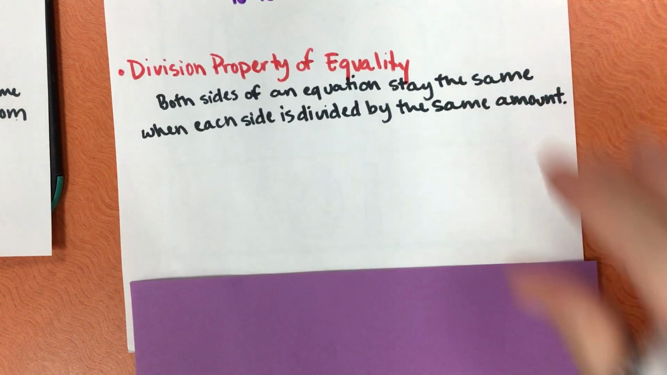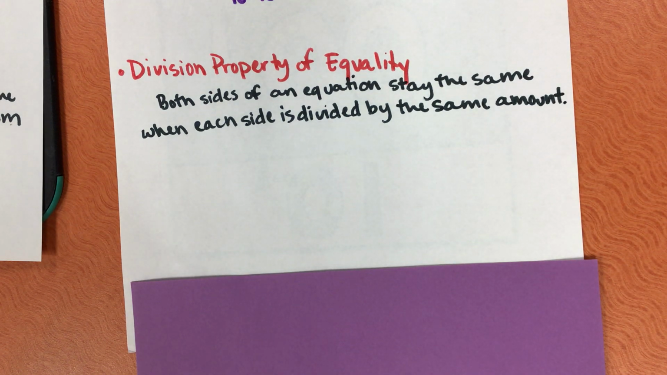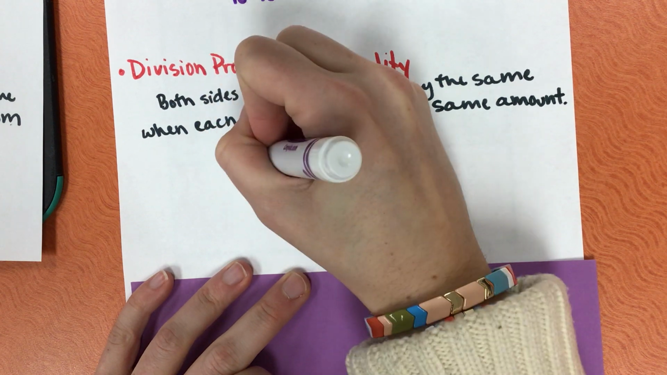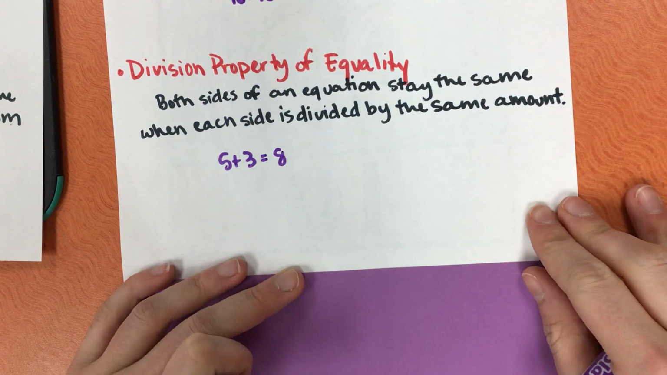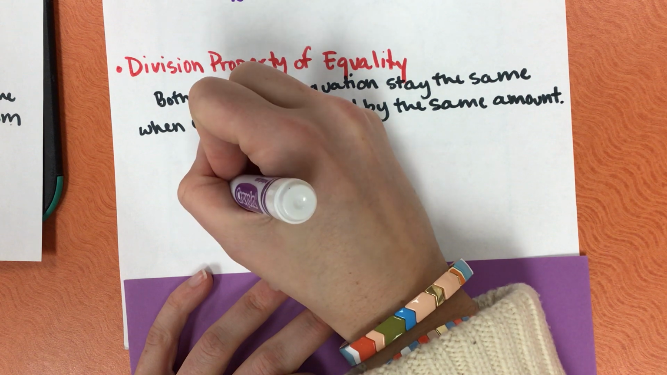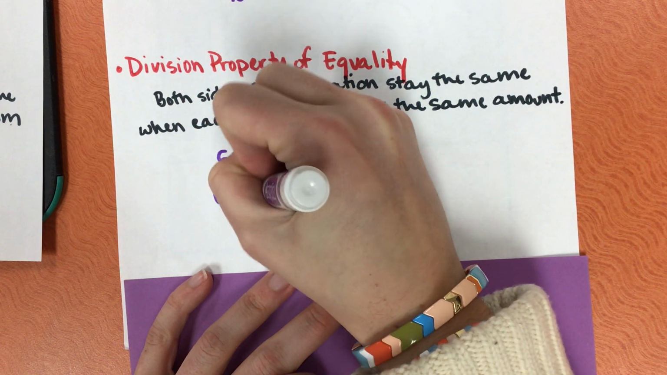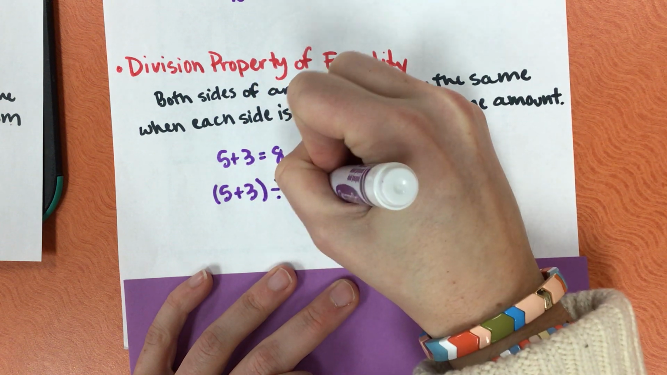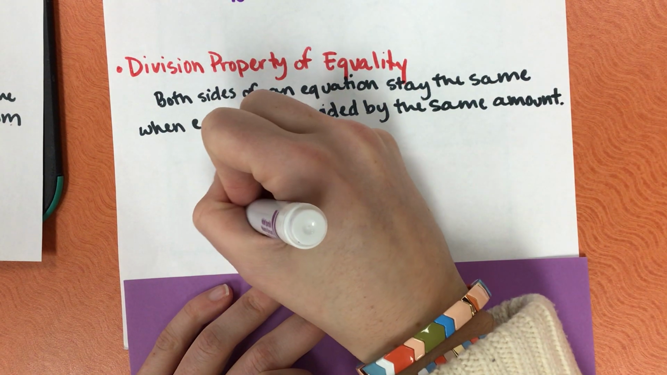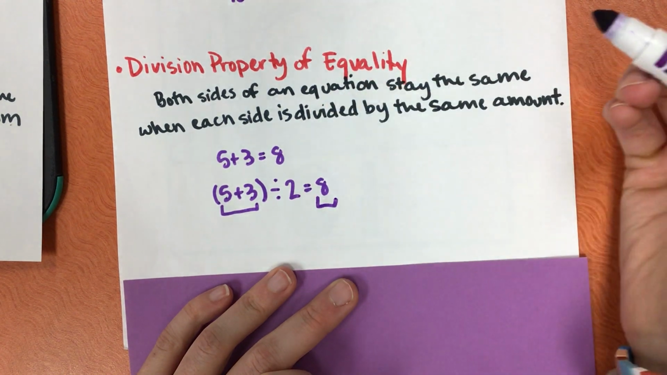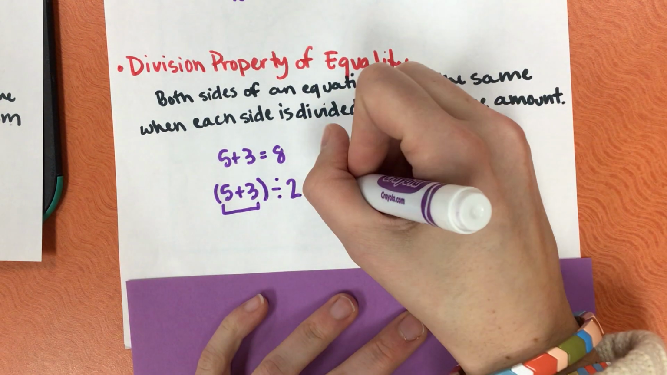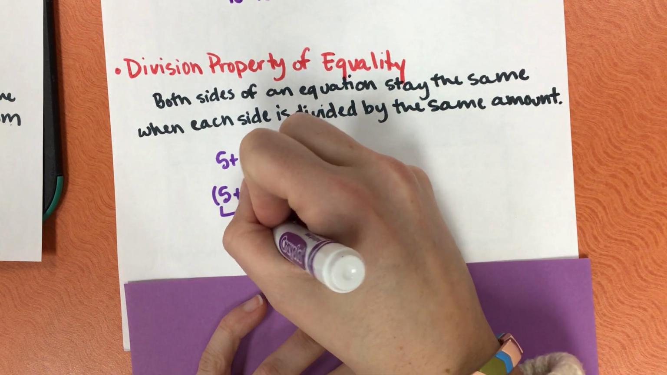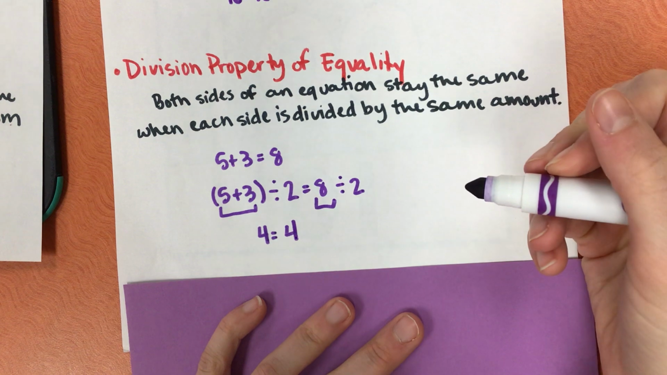Okay, so with that same equation that we were working with earlier, we have that 5 plus 3 equals 8. If I was to divide now, the quantity 5 plus 3 divided by 2 equals 8. Since this part, 5 plus 3 equals 8, in order for both of these sides to be the same, I also have to take 8 divided by 2, and I should have that 4 equals 4.